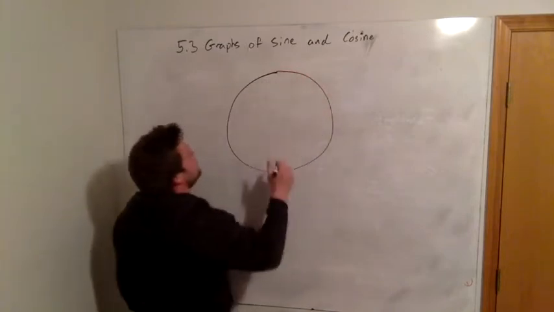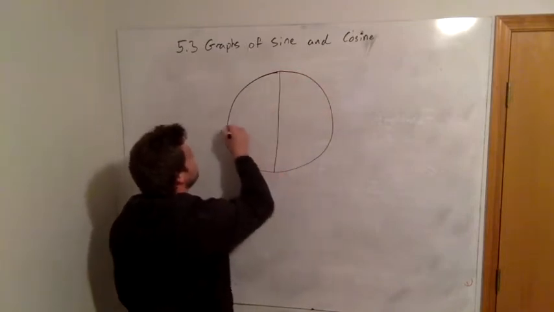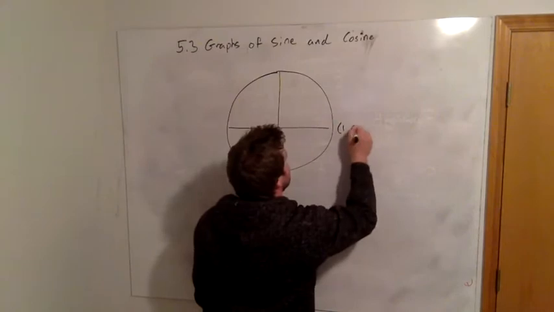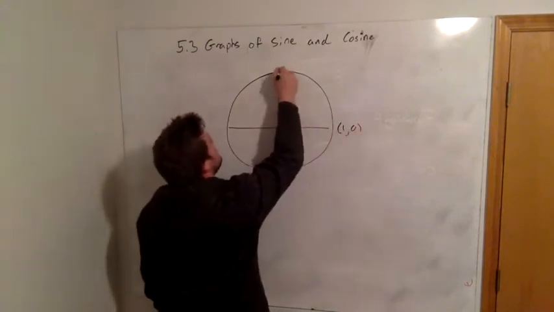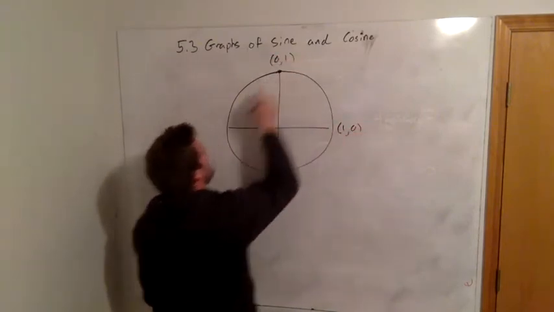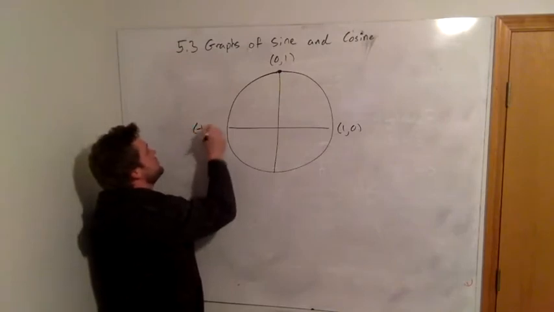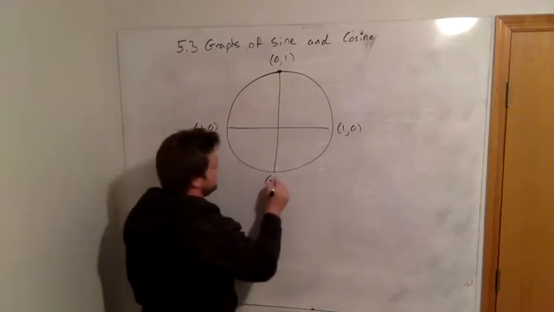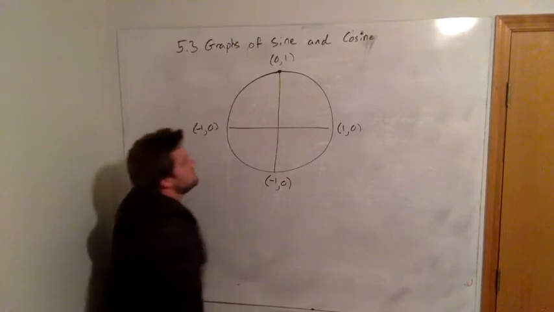So here we have our unit circle. Here are the coordinates: the x-coordinate is 1, the y-coordinate is 0. The x-coordinate is 0, the y-coordinate is 1. The x-coordinate is negative 1, the y-coordinate is 0.